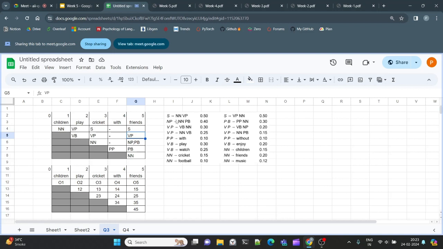Say here it is given NP is NNPB, you have to follow first NN has to come and then PP. If it is PBNN, then PBNN should be the order. It is determined by how the non-terminals are appearing in the production.